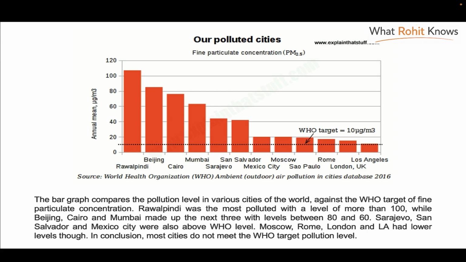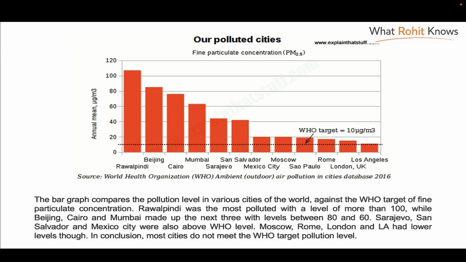And if you want, you can mention the year, because the source tells you that it is 2016. But a more important thing to note here is that dotted line that's going through. So it tells you the WHO target for pollution. So what this means is that it's not just comparing the cities among themselves, but it's also comparing the pollution in each city against the target that the WHO has set. So all those are important points.